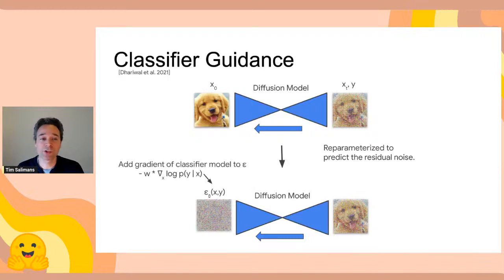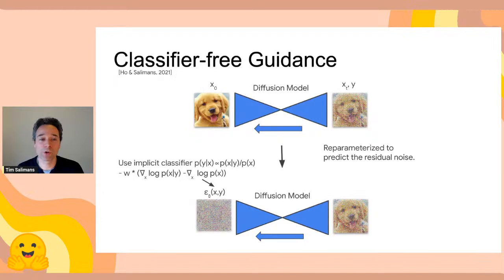A bunch of folks at OpenAI in 2021 then came up with this great trick to modify the prediction of the noise by adding in the gradient of a classifier model. So the classifier model takes in the noisy image, predicts dog or some other class, and then what you do is you move the noisy data in the direction of the class that you want to generate. So this ensures that you're generating something that's well aligned with the text prompt.